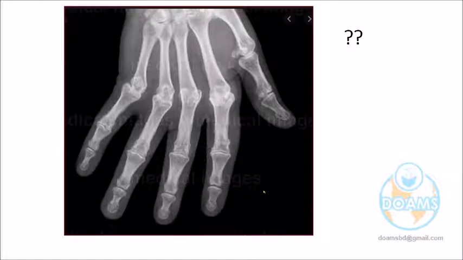The distal interphalangeal joint not affected. This is the golden word for diagnosis. Okay, please. This is rheumatoid arthritis hand.